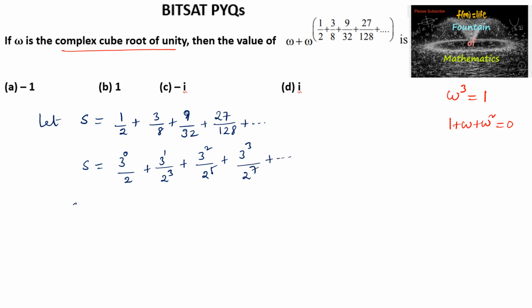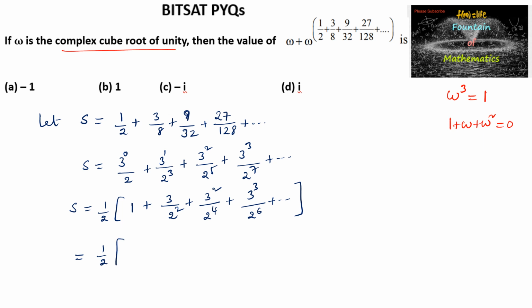Or we can also write S is equal to 1 upon 2 taken common. So 3 power 0, that is 1, plus, and here we can write 3 by 2 square, and here we can write 3 by 2 to the power 4, 3 square by 2 power 4. Next 3 power 3 divided by 2 to the power 6 and so on up to infinity.